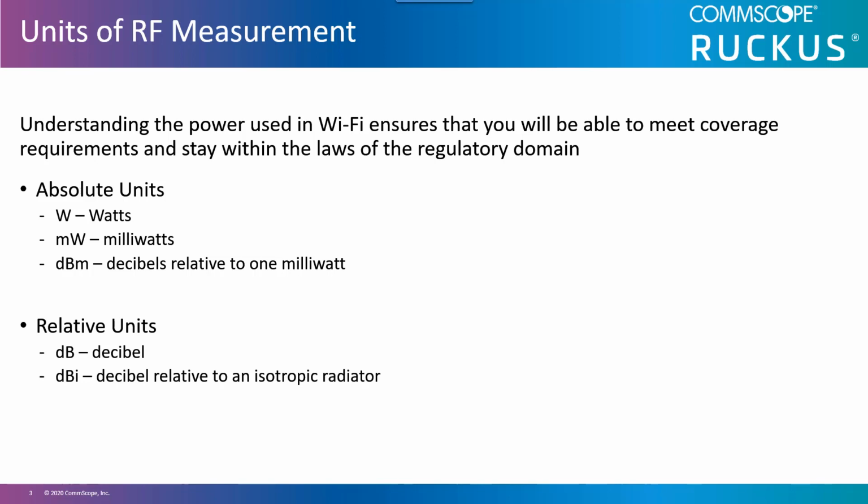dBi is a logarithmic measure of change in power referenced against an isotropic radiator. An isotropic radiator is spherically perfect in its radiation pattern, such as the energy emitted by the sun. Antenna gain is usually measured in dBi.